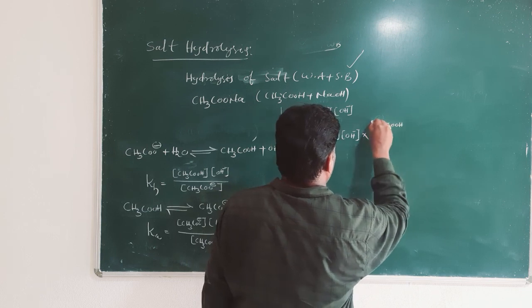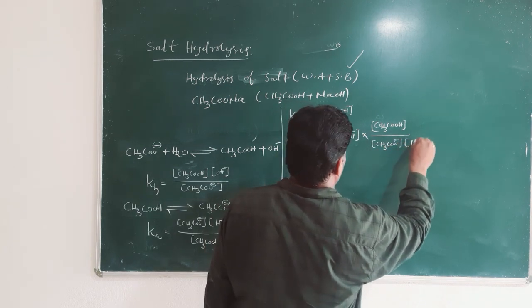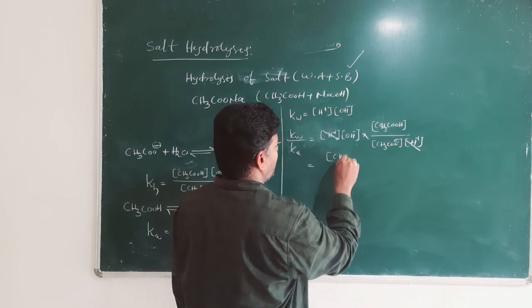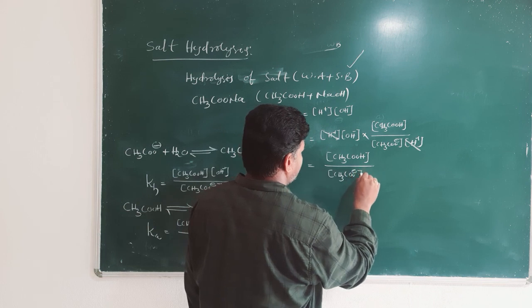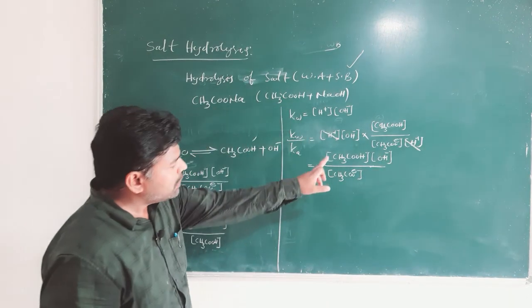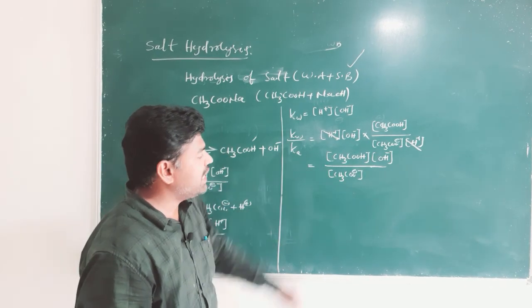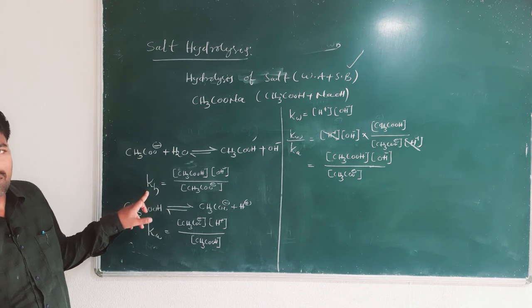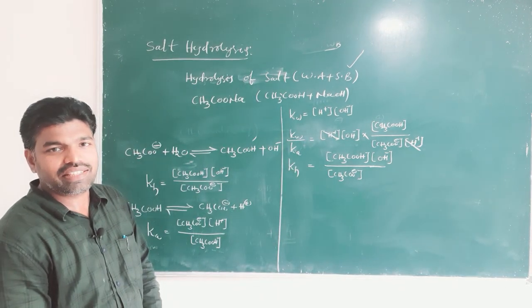That is CH3COOH by CH3COO minus plus H plus, and this H plus and this H plus get cancelled. Okay, and CH3COOH by CH3COO minus. So if you observe this ratio, that is the concentration of acetic acid and the concentration of OH minus by the concentration of acetate, with your naked eye, this ratio is equal to KH. So, we can write this as KH.